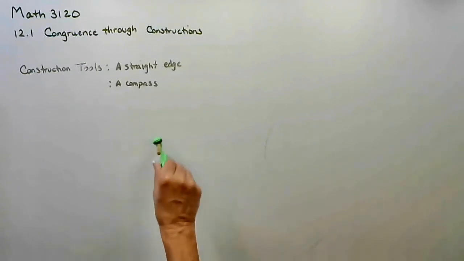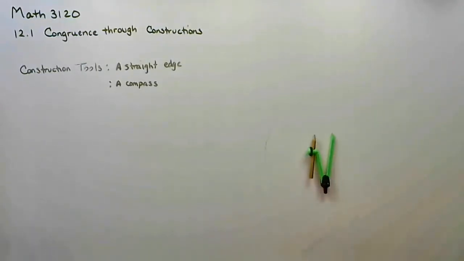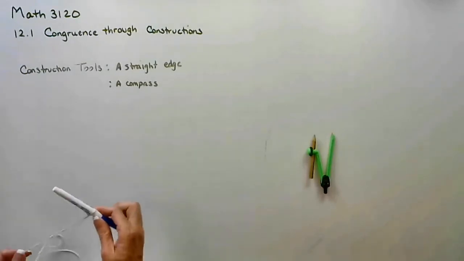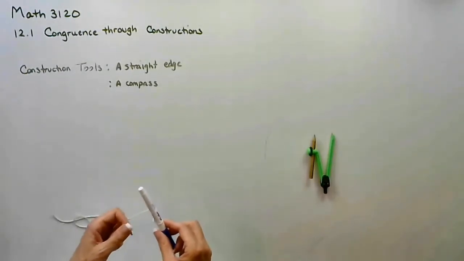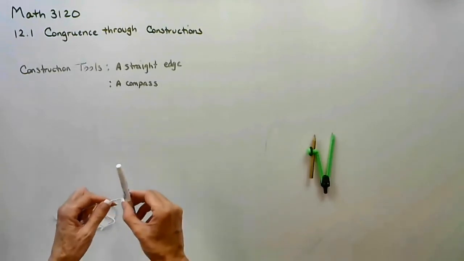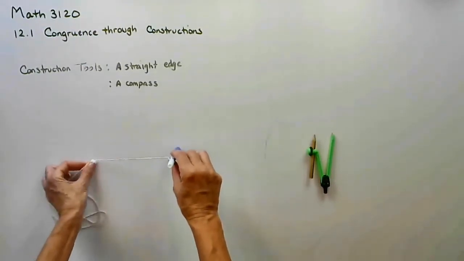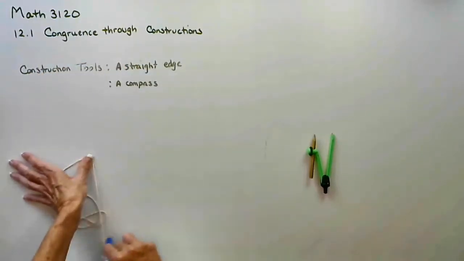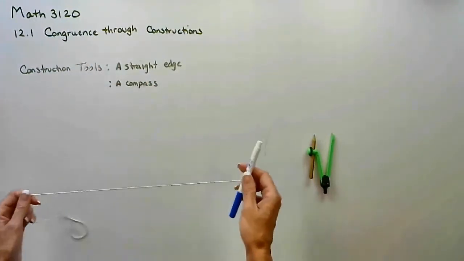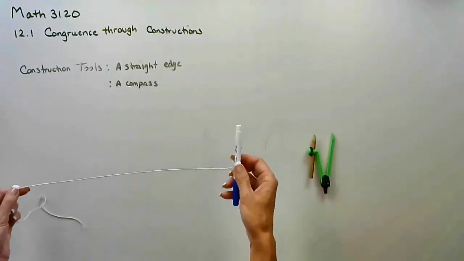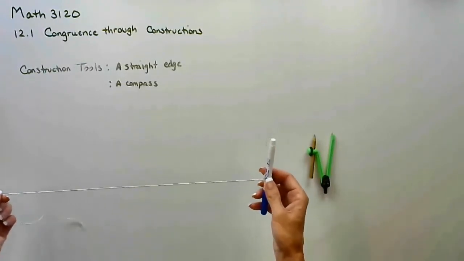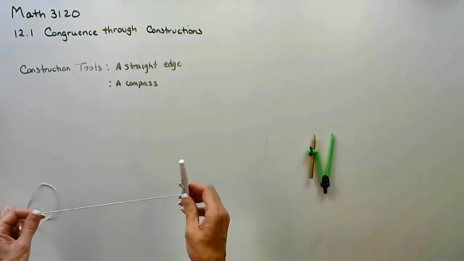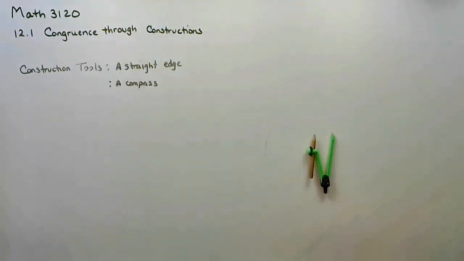So sometimes you'll also see me create a compass by tying a string to a pen, and then I can hold it down with my thumb and create a circle by using that pen and going around. So you can use a piece of string, dental floss, a shoelace, a cord of some sort, something that's not stretchy. Don't use a rubber band. Okay? And so we're going to start with a few basic constructions.